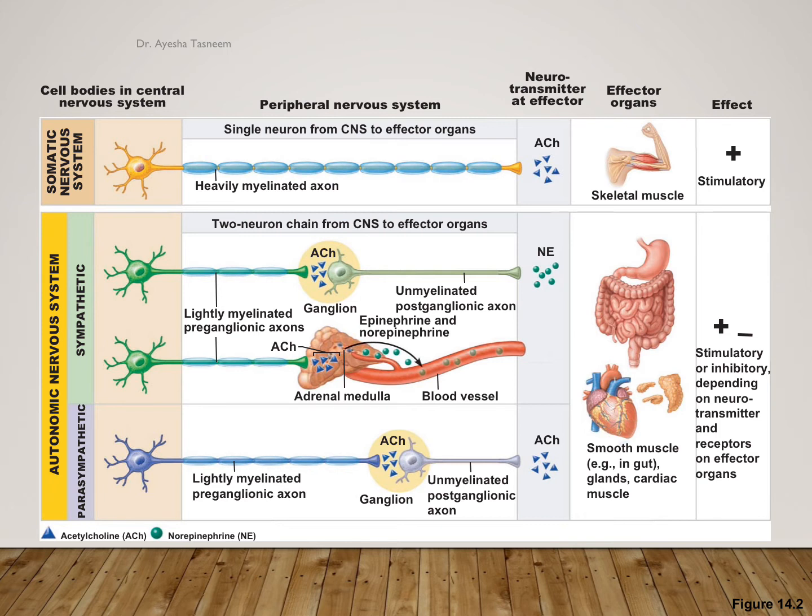And the third difference is the difference in the neurotransmitters. Here you can see in case of somatic nervous system, the neurotransmitter is acetylcholine and it is always stimulatory, while in autonomic nervous system, in case of sympathetic, there is norepinephrine, while in parasympathetic, the neurotransmitter is acetylcholine. Effect is either stimulatory or inhibitory depending upon the type of the receptor. These are the major differences.